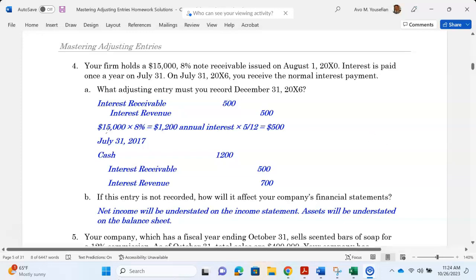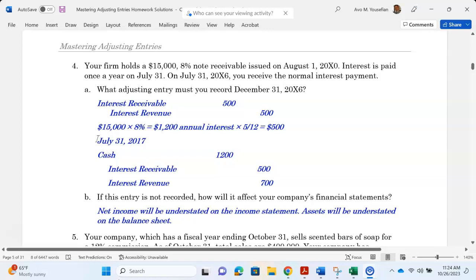So $15,000 times 8%, that's $1,200 annual interest. Times 5 out of 12, that's $500. 1,200 divided by 12 months, that's $100. $100 times 5 months, that's $500. So by end of December 31st, you have to recognize interest receivable of $500, that's a debit, and interest revenue of $500, that's a credit. Interest receivable is an asset, goes up, and revenue will go up also.